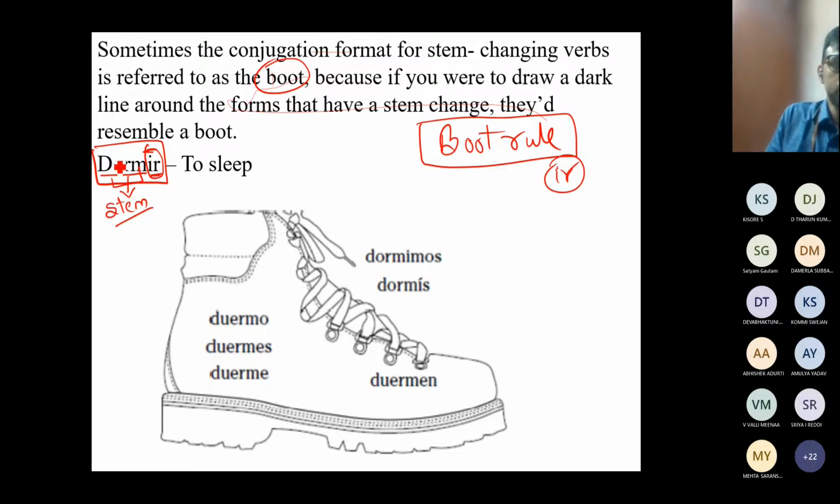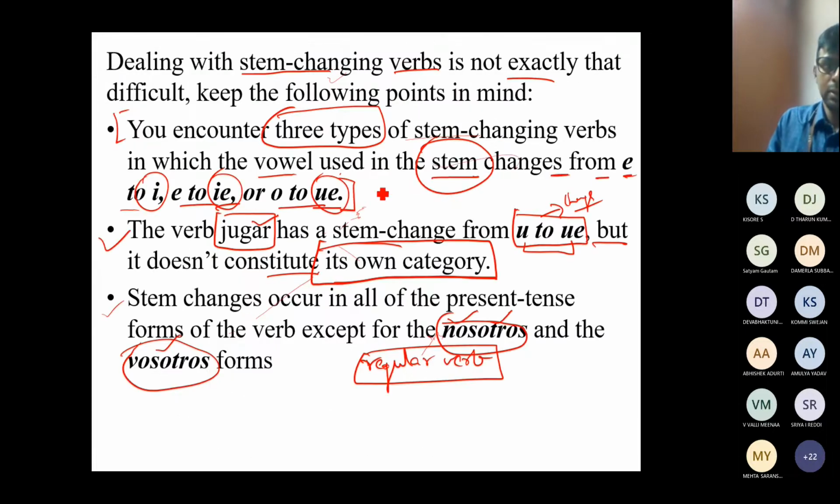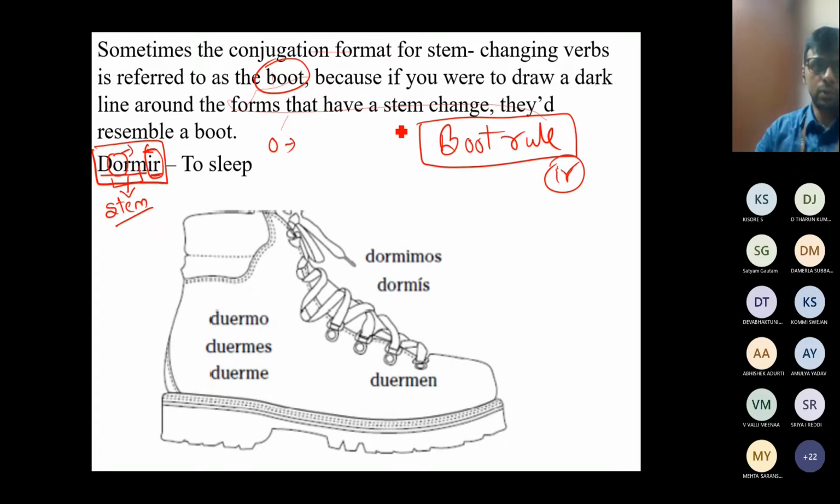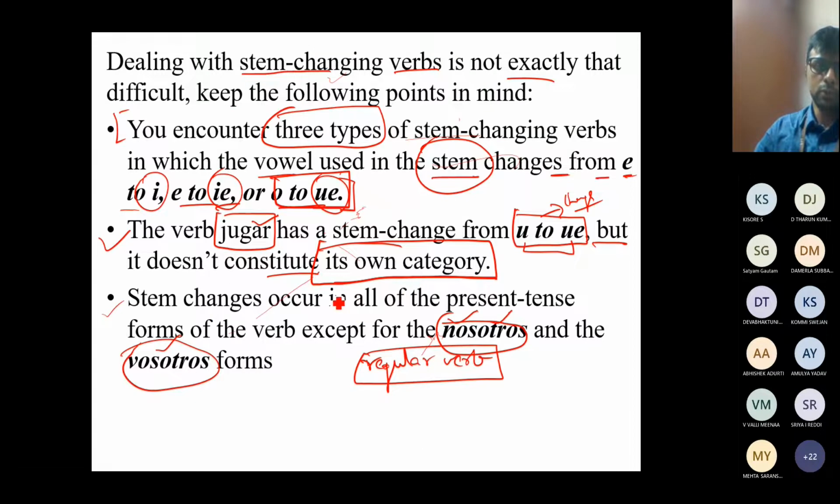In the stem part, the vowel which exists here is O, and as it was written in the previous slide, O changes to UE. So what will happen? O will change to UE in the stem part. But it was written in the third point also that these stem changes do not occur in the nosotros and the vosotros forms.